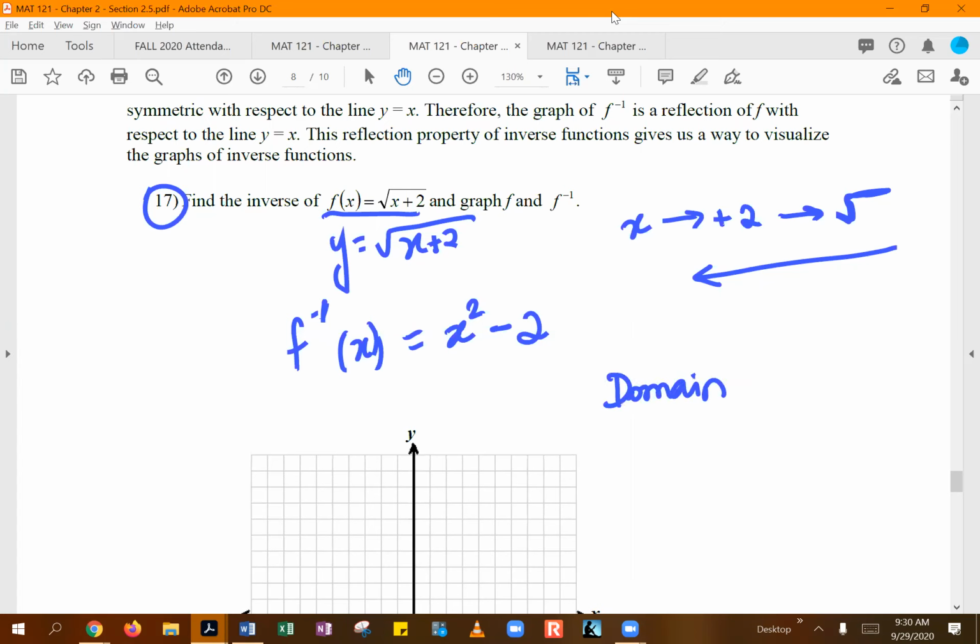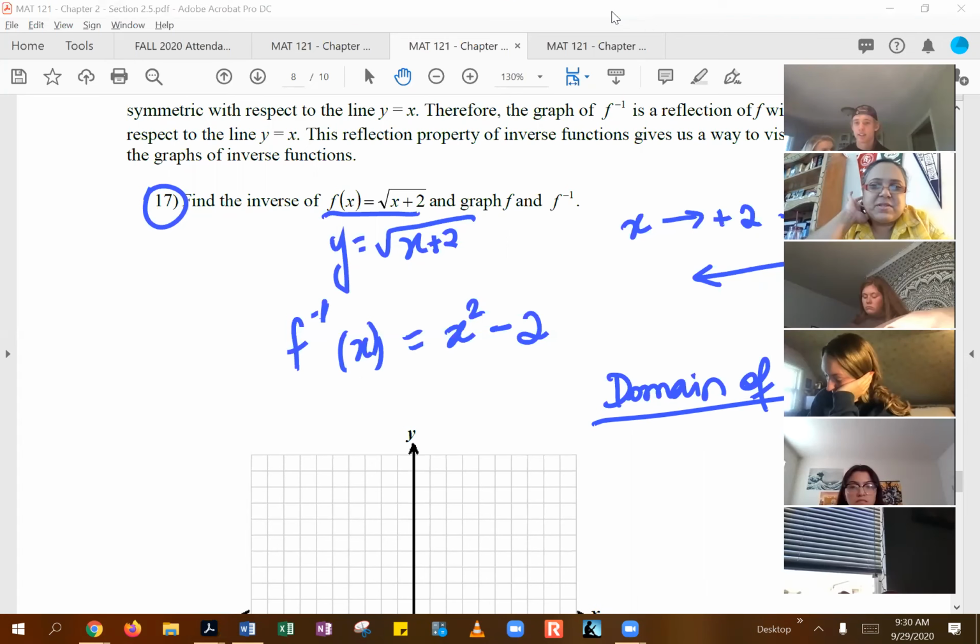So what do you think the domain for our f of x function is going to be? Square root of x plus 2. What x values are okay to use in that square root of x plus 2 function?